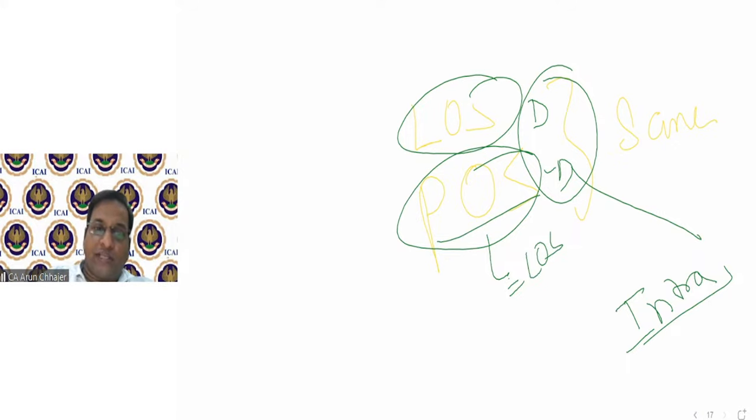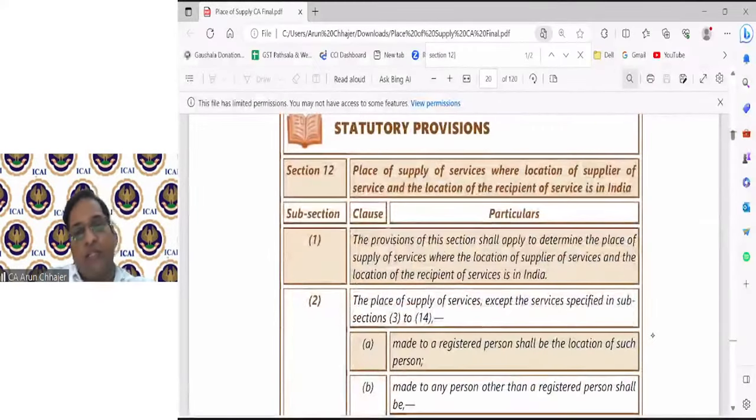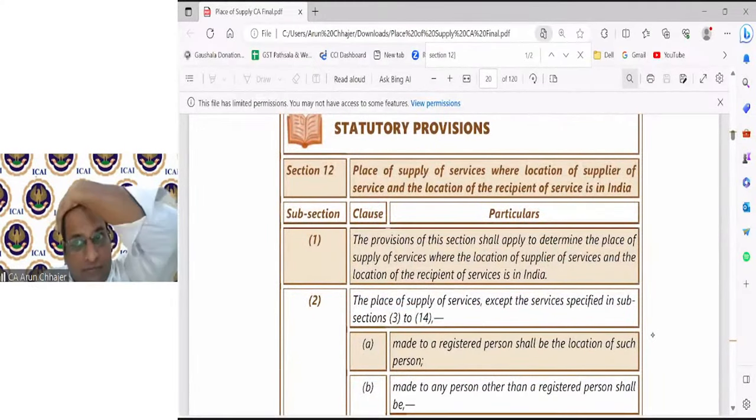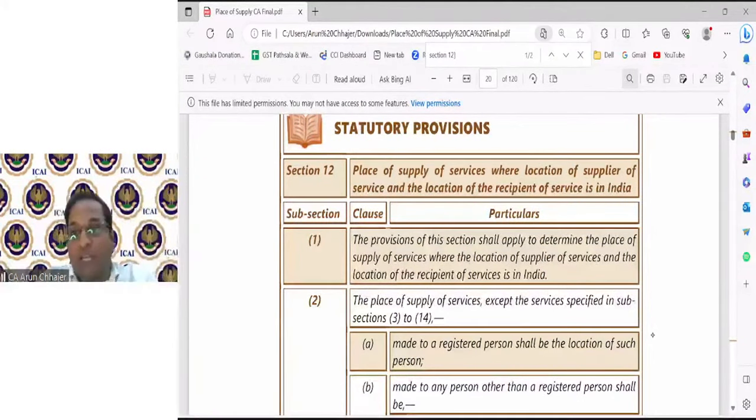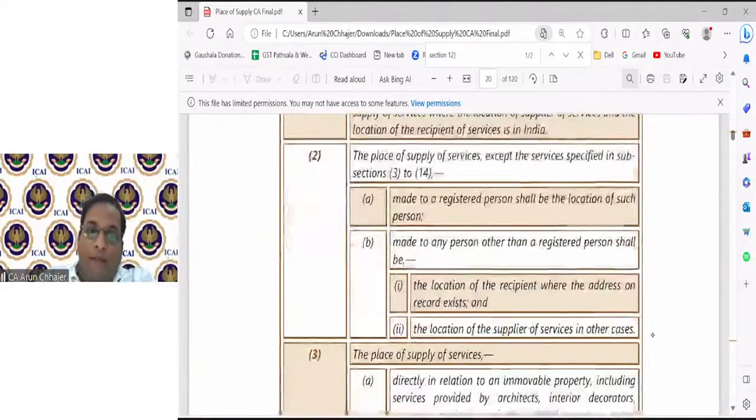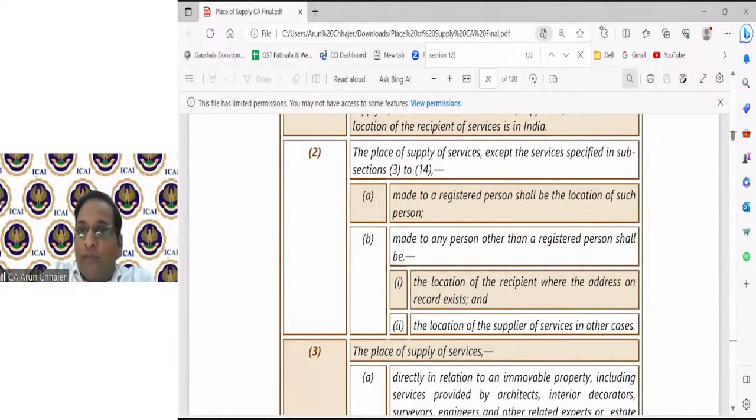Let's move to the first case. Section 12. We have discussed that section 12 is for services when both parties, supplier and recipient, have their location in India. Section 12 subsection 2 says that the place of supply of service, except when made to a registered person, shall be the location of that person.